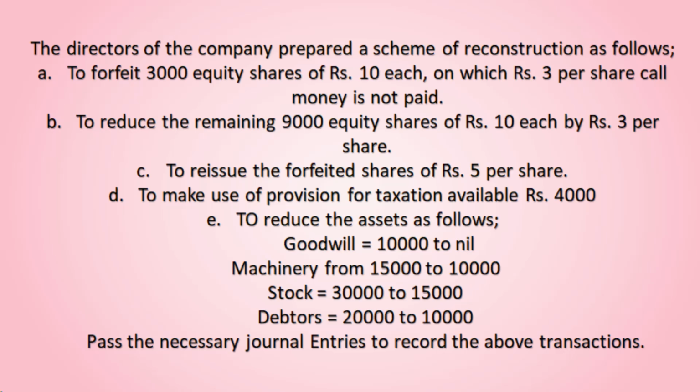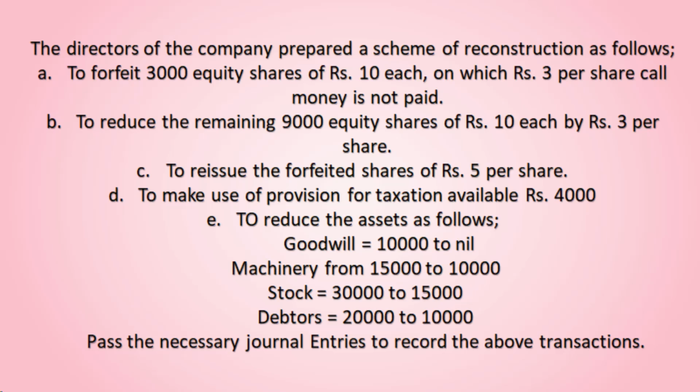To reduce the remaining 9,000 equity shares of rupees 10 each by rupees 3 per share. So apart from that, there were 9,000 equity shares. That value they are reducing by 3 per share. That means 3 rupees they are sacrificing. Each shareholder is sacrificing 3 rupees. Next, they have given the sacrificing amount directly here.